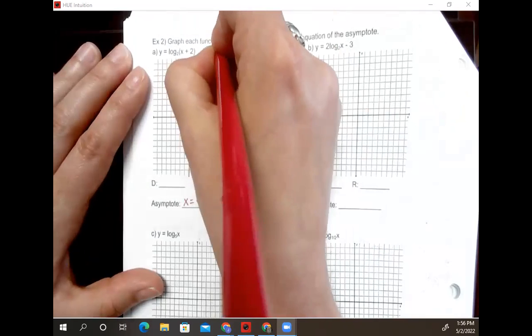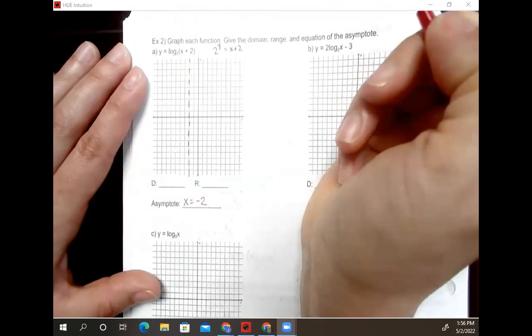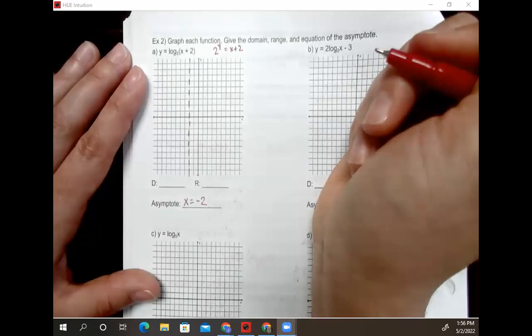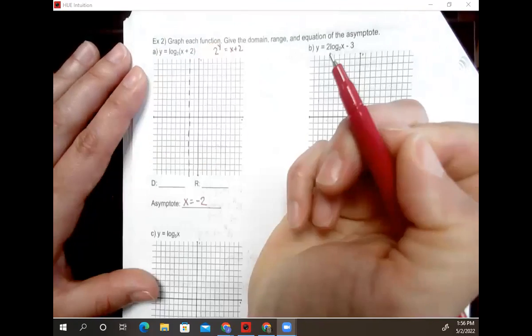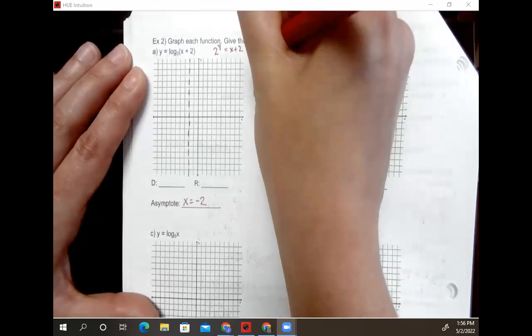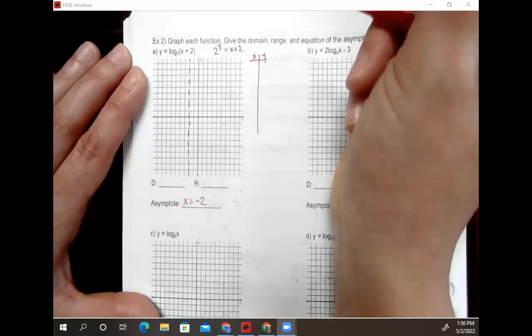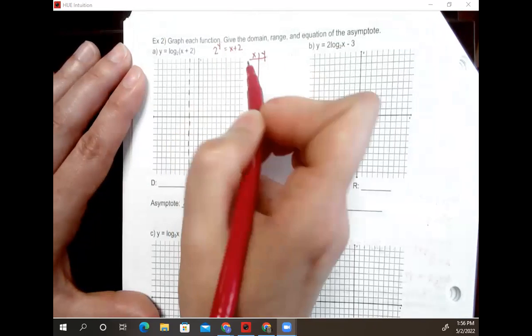So this would be 2 to the y equals x plus 2. So I changed this to its exponential form. All I did was rewrite 2 to the y equals x plus 2. And now what I'm going to do is a little tricky. Instead of picking values for x to plug in, because again, that would be complicated. 2 to what power gives me this number?